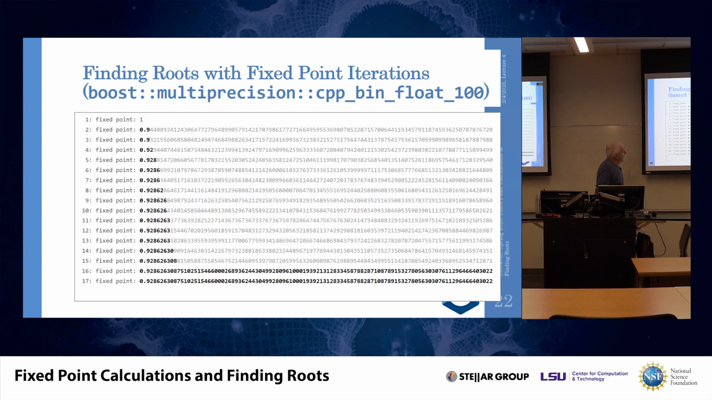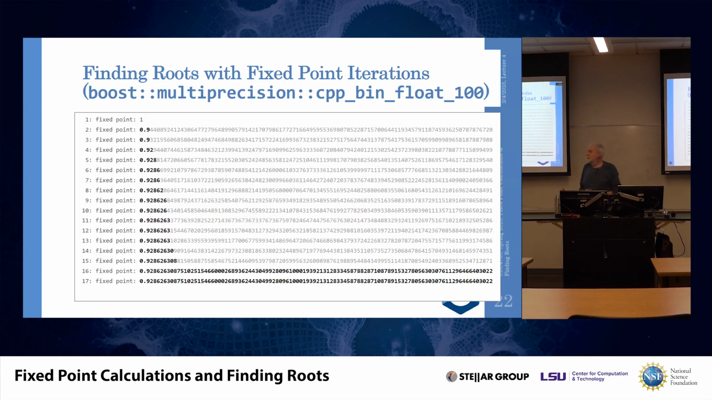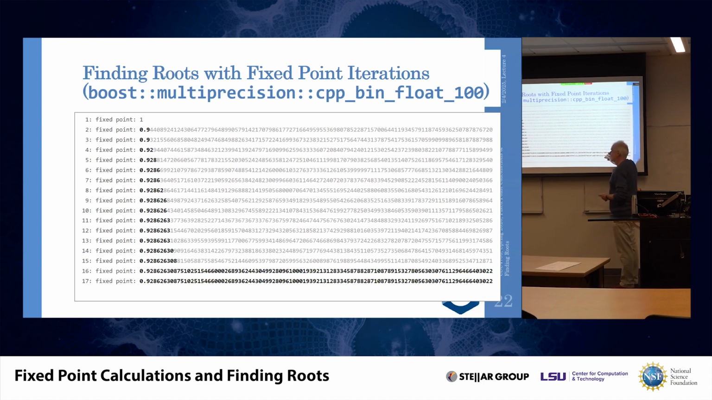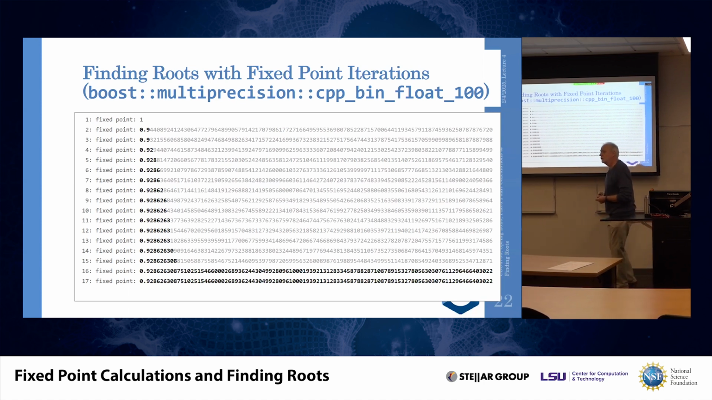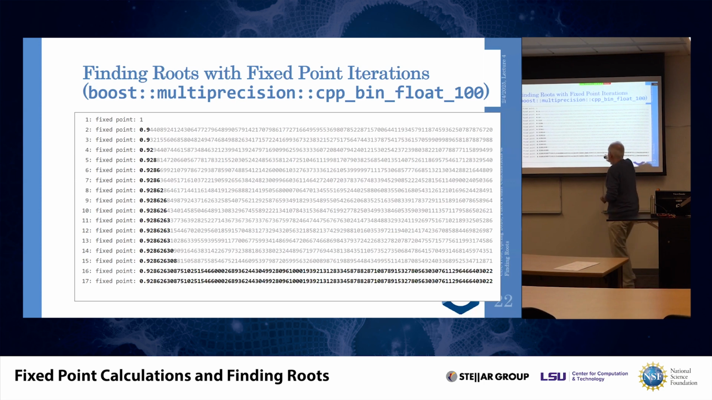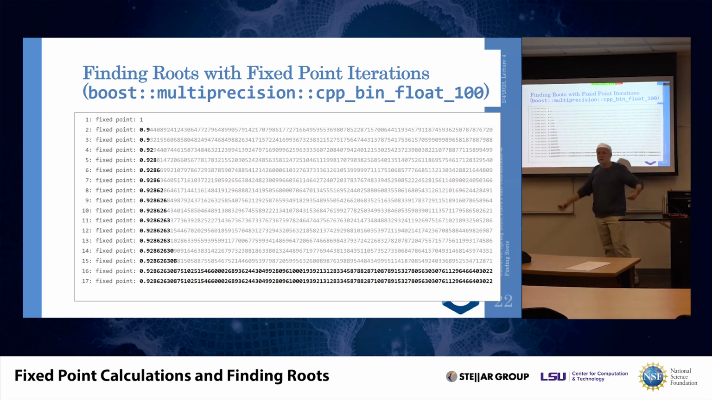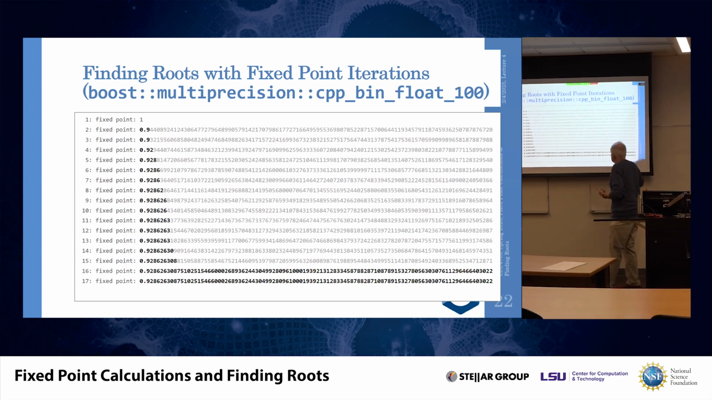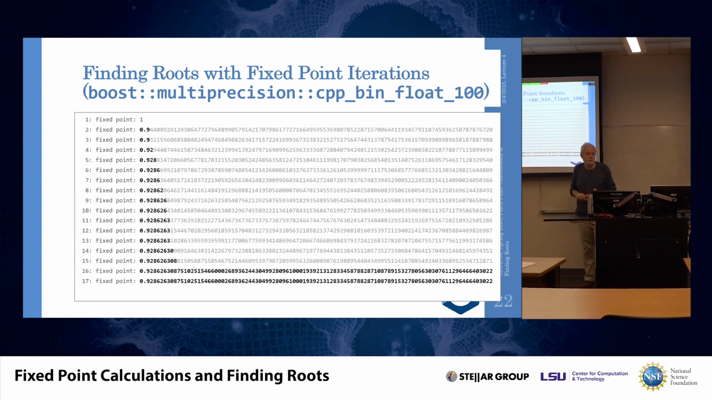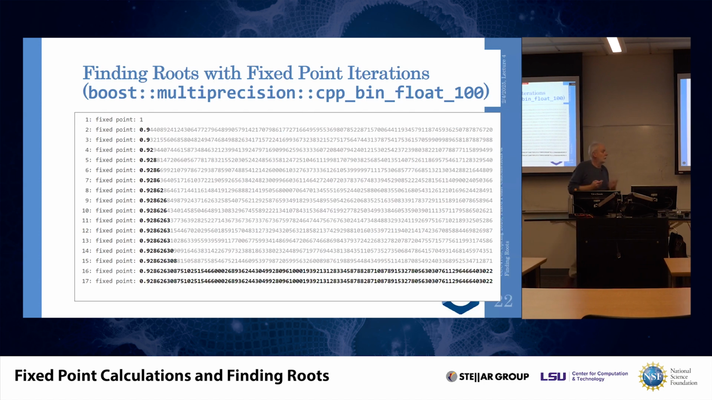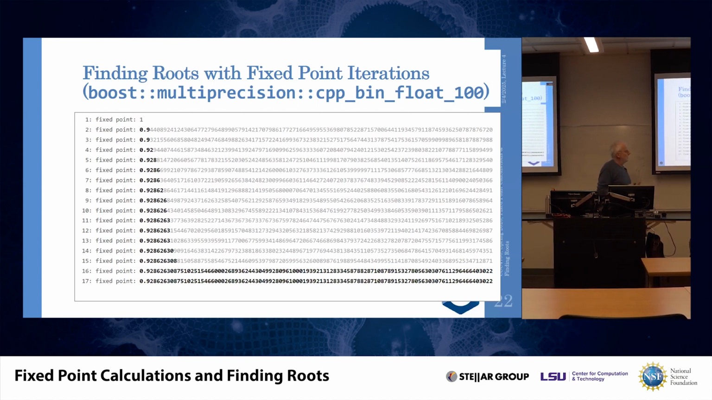Okay, I'm getting this. And as you see, it actually converges at 16 or 17 iterations, because from that point on, even the 100 digits don't change anymore. So we can assume that we really reached the fixed point of the function. We found the root of our initial function.